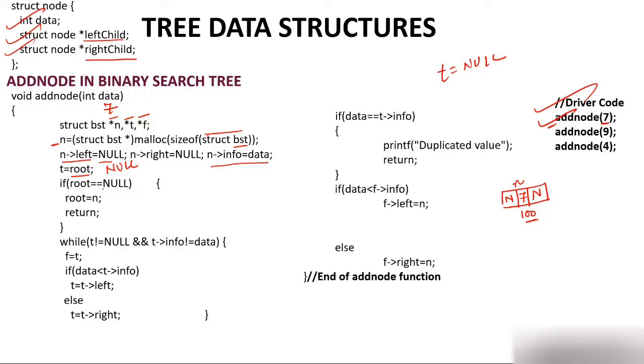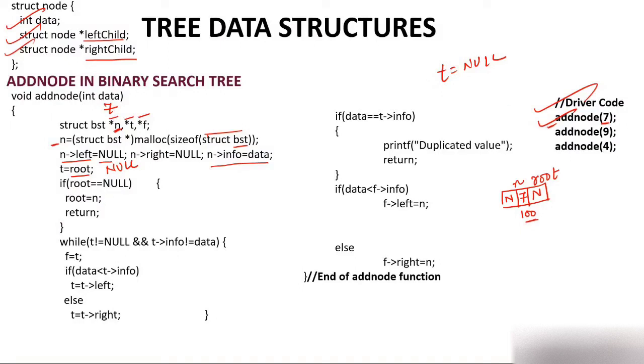If root is equal to null, yes, currently root is null because there is no node. So if root is null, then root is n. So this new node becomes the root. And this is what I told you: the moment you insert the first node, that becomes the root. What is the value of n? 100. Now root also has the value 100 because n is a pointer, and root is also a pointer. They both point to the same address, that is 100. Fine, and I'll return.